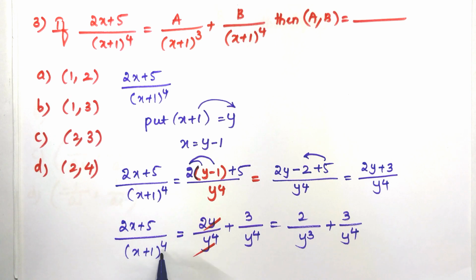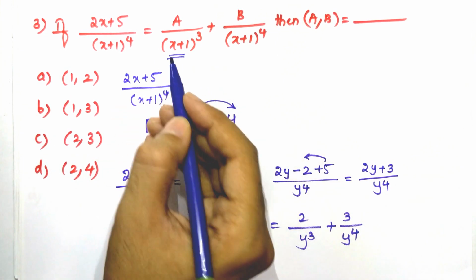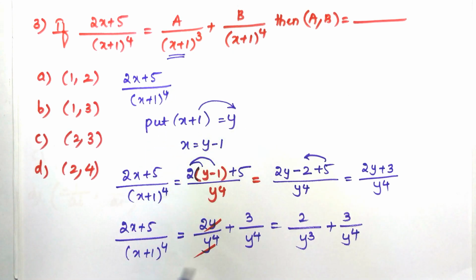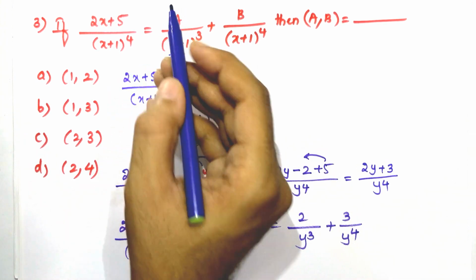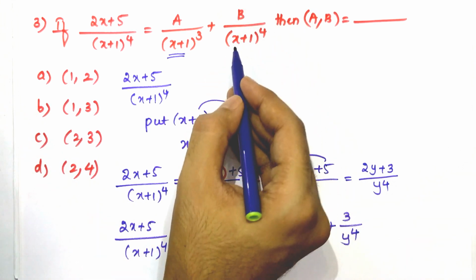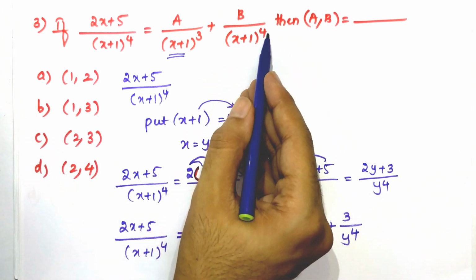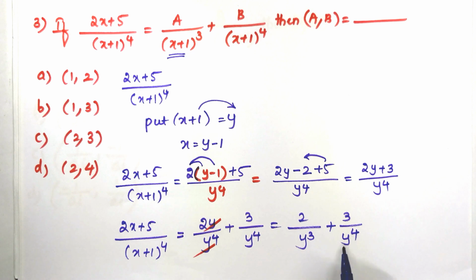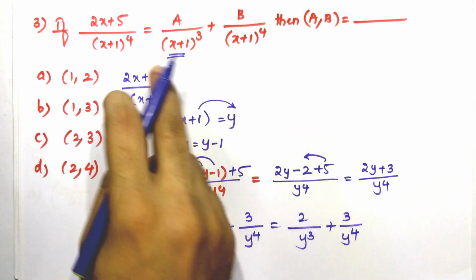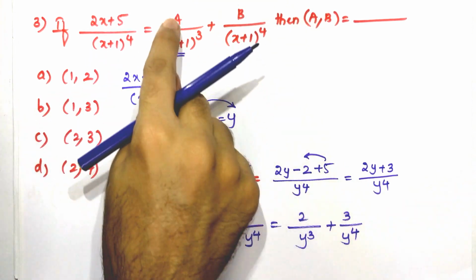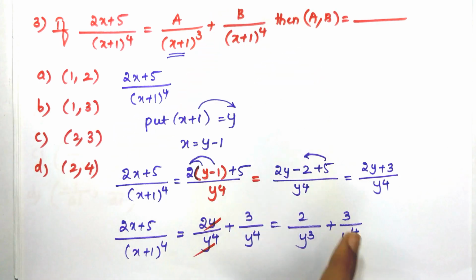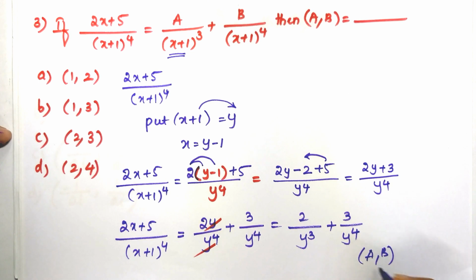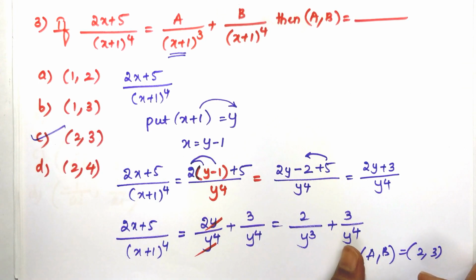2x plus 5 by (x plus 1) to the power of 4 is equal to what we got? 2 by y cube. So this is y, because we have considered x plus 1 as y. The value of a we got as 2, and for b, look at the denominator: here it is (x plus 1) to the power of 4, and y power 4. Y means x power 1. Comparing this, you can say that the value of a is 2 and the value of b is 3. So (a, b) would be (2, 3). So option C is correct. Okay.